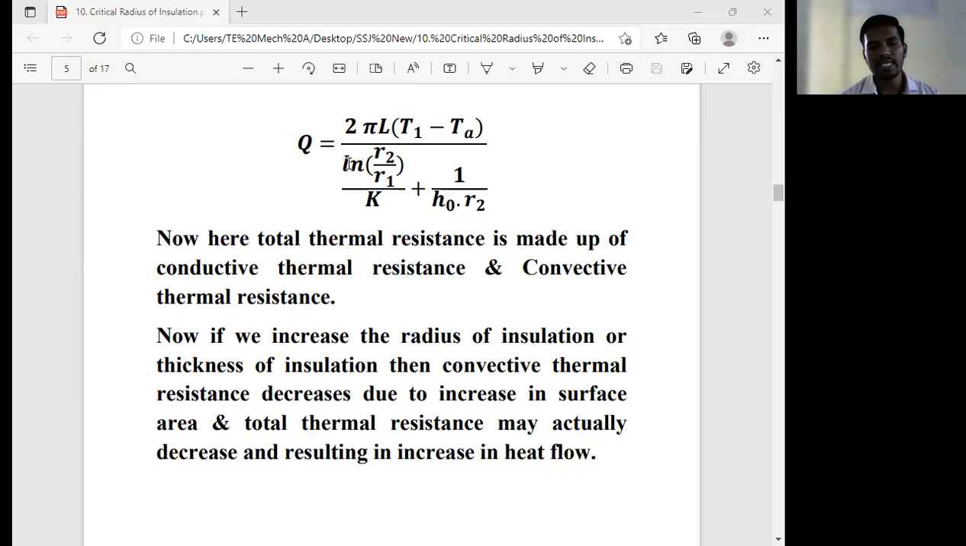Due to increase in surface area, thickness of insulation, then convective thermal resistance decreases due to increase in surface area, and total thermal resistance may actually decrease, resulting in increase in heat flow.